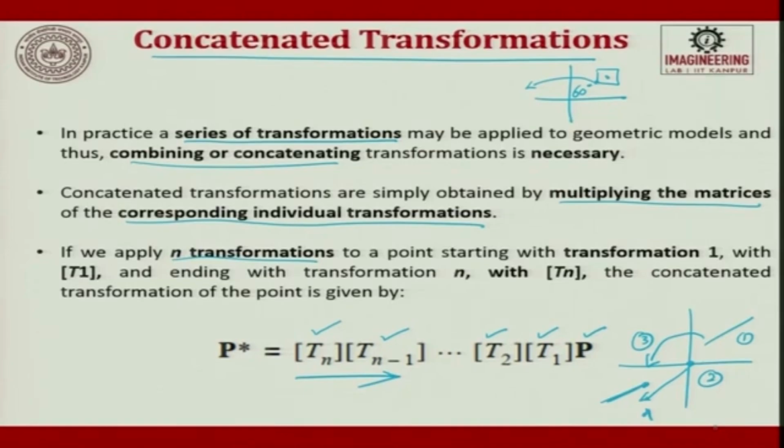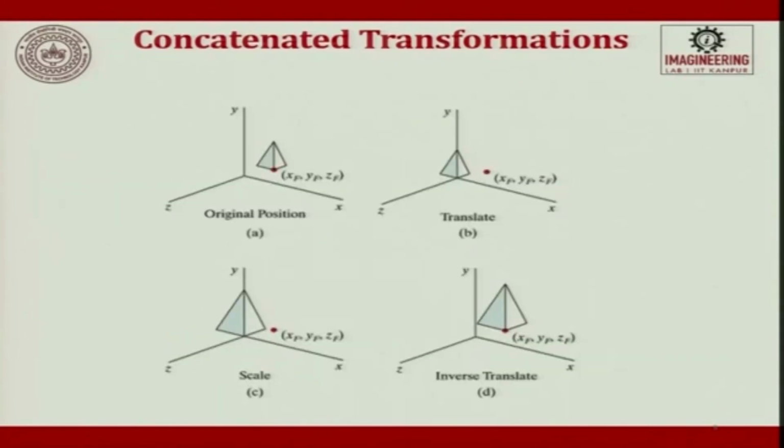If we apply n transformations to a point starting with transformation T1, and ending with Tn, the concatenated transformation of the point is given by P star equals Tn, Tn minus 1, going on up to T1, times P. So, this is very, very important. Please keep this in mind. We will see an example next.